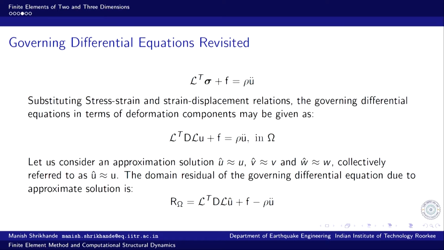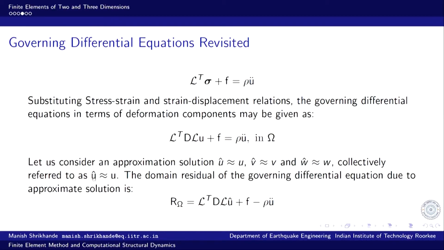So, our objective is to find an approximate solution. We take u hat as an approximation for u, v hat as an approximation for v, and w hat as an approximation for w. Collectively we can refer to this as the vector u hat, an approximation to the vector u. And when we substitute this approximation in the governing differential equation, that is what leads to the domain residual.